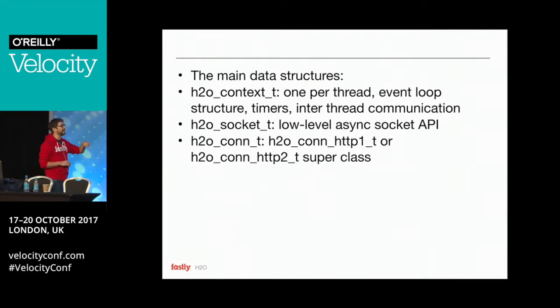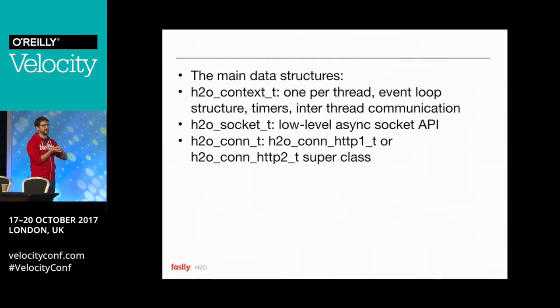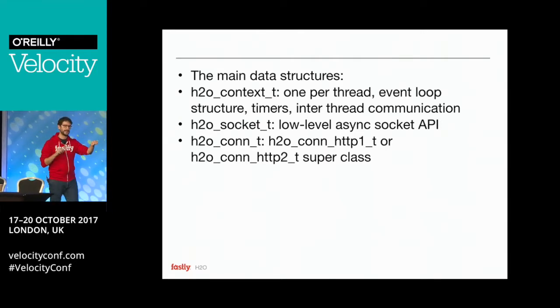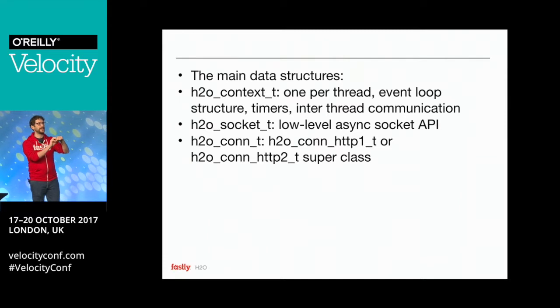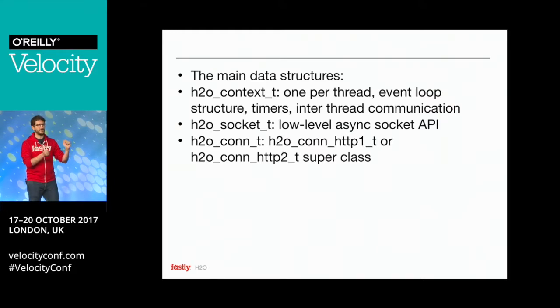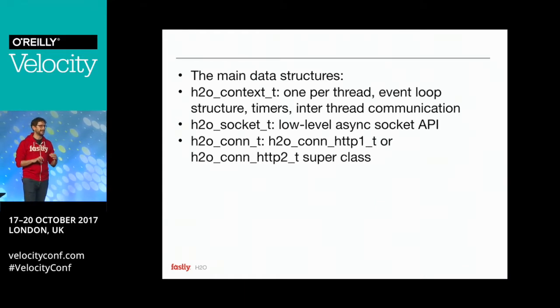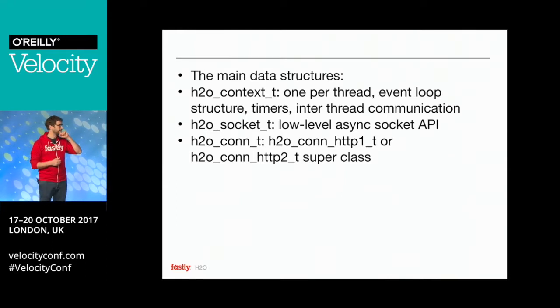Let me talk about the main data structures. So h2o_context is the main context for a given thread. The way it works is that when a request arrives on a given thread, it never leaves the thread. And that's true even for reverse proxies. So both the client side and the server side connection are all going to live in the same thread. So that's how we avoided a lot of locking. There's not much inter-thread communication. Only for stats, that's the main mechanism we get data shared between threads.